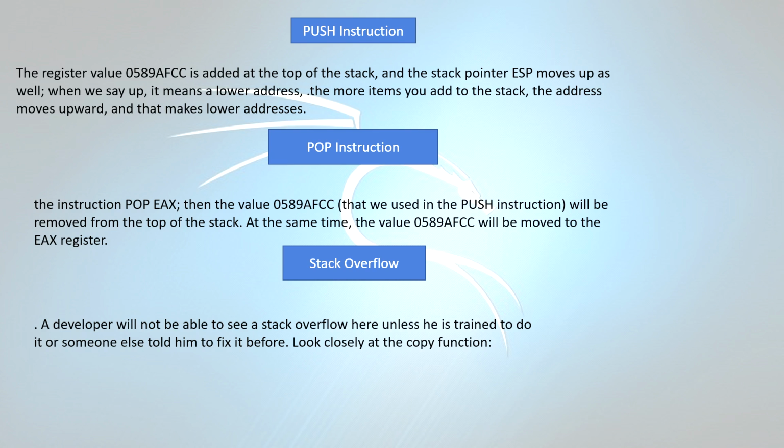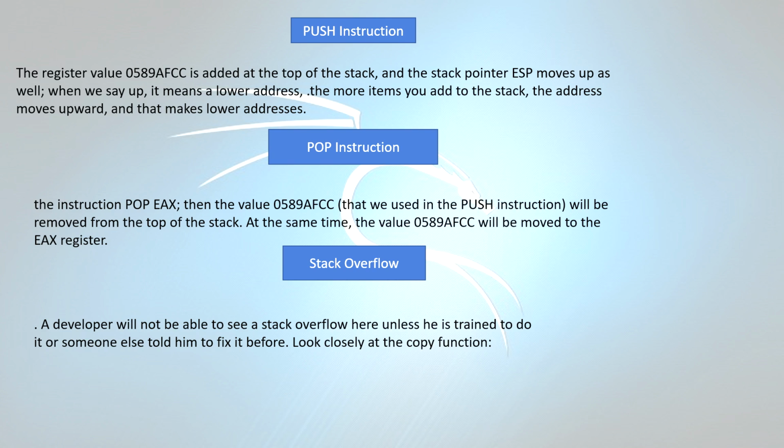Next, the push instruction. The register value 0589FCC is added to the top of the stack, and the stack pointer ESP moves up, toward lower addresses, so the stack grows upward. With the pop instruction, POP EAX, the value 0589FCC is removed from the stack, and at the same time the value is removed from the register.